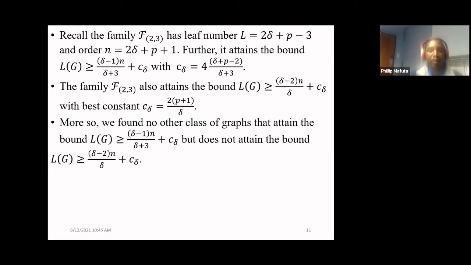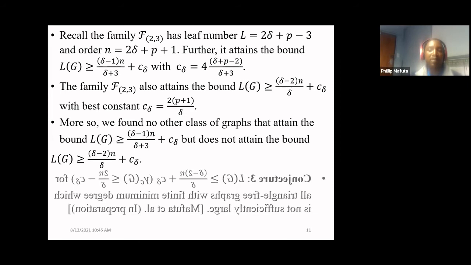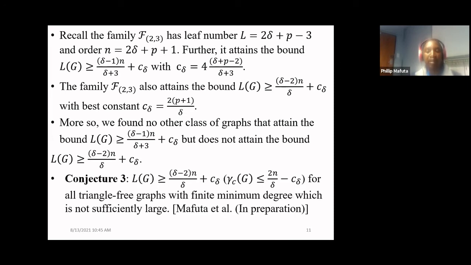The other reason we are to think of this bound as a conjecture is that we did not find a class of graphs attaining the bound in conjecture 2, delta minus 1 over delta plus 3 by n, which does not satisfy this bound here. Apart from that, we obtained a family which is highly connected and is infinite for every delta. So that motivated us to pose conjecture number 3, which is that conjecture there. L(G) is at least delta minus 2 over delta times n plus C delta. What is in bracket is the corresponding bound in terms of the connected domination number.